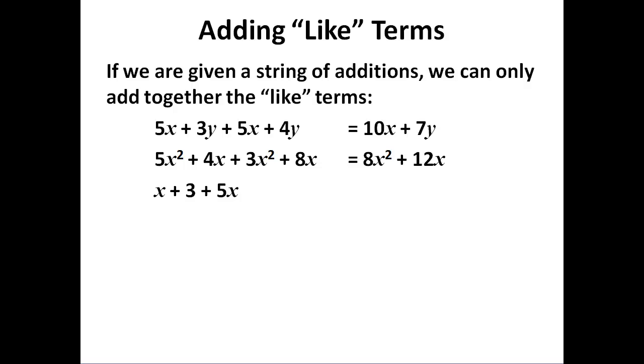It applies to numbers as well. We have two x terms. Note that there's a 1 in front of there, so we have 1x and 5x is 6x. The 3 is separate and has to remain separate. Numbers are not like variables.